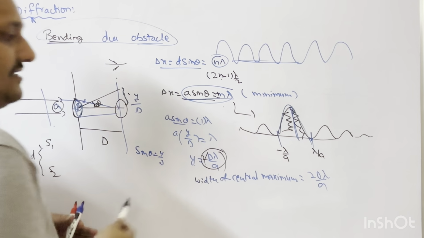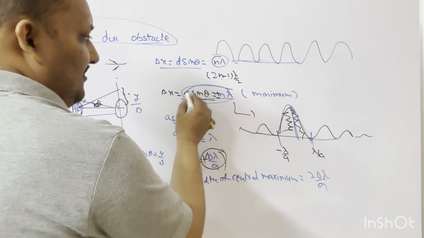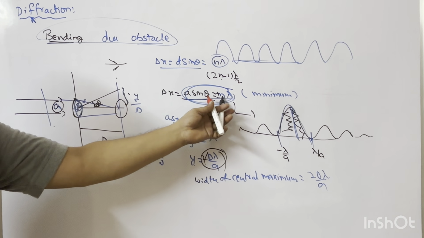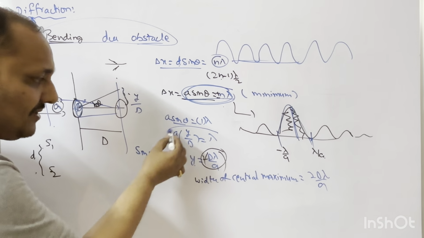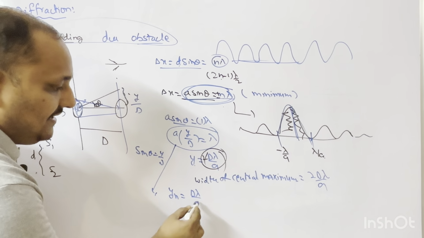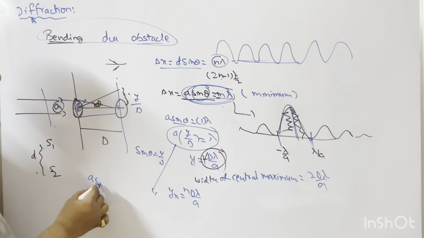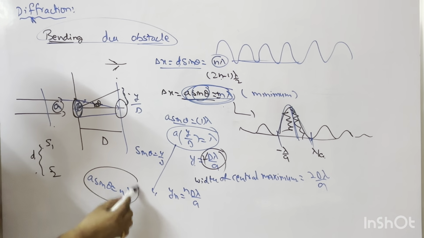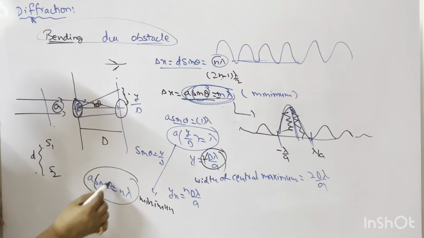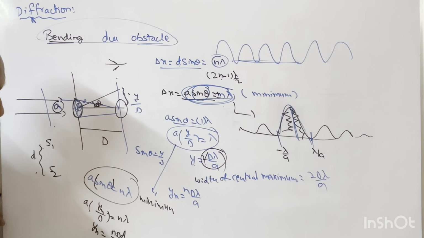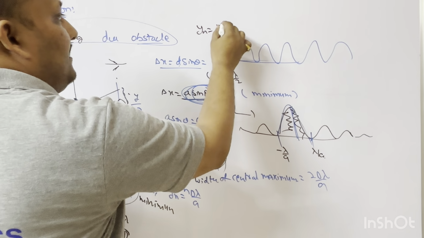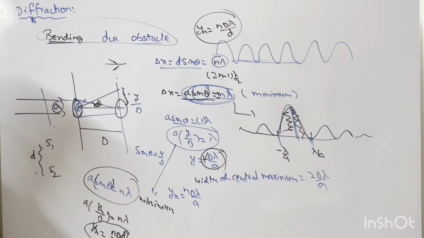Mostly they will ask questions on the width of the central bright band. Otherwise, they may ask the position of the first minimum or second minimum. At that time, the same formula is used: a sin theta equals n lambda for minimum. In place of sin theta, we write yn by D equals n lambda by a, so yn is n D lambda by a. In interference, it is n D lambda by d. That small change you should remember, but here n is for minimum, whereas in interference n is for maximum. If you remember this, it is enough for diffraction questions.